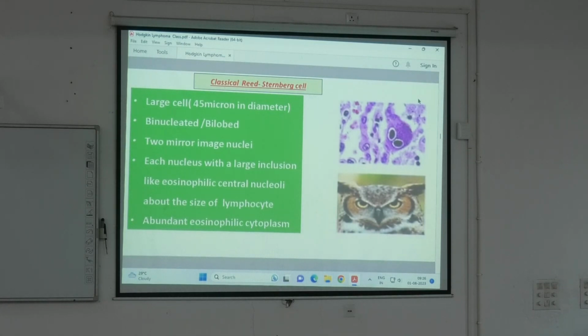Now, classical RS. What is this? The classical RS is a large cell, 45 micron in diameter. It has eosinophilic or amphophilic cytoplasm, with two mirror-image nuclei, and centrally placed eosinophilic inclusion-like nucleoli. So this is a large cell with an owl-like appearance. Both nuclei have centrally placed eosinophilic nucleoli. You have to write these things in the exam, and they will ask in the oral exam also. This is the characteristic of a classical RS cell.